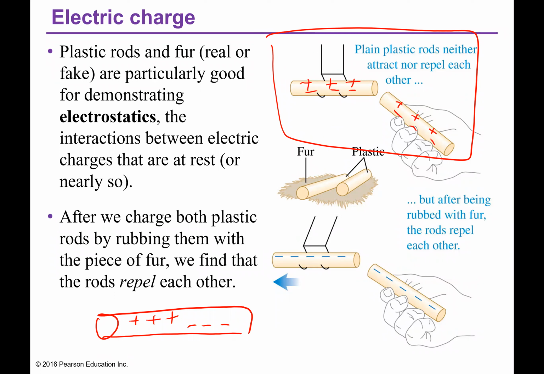So we call this pretty much electrostatics. That means they have equal amounts of stuff. Any two objects that are electrically neutral have no electric effect on one another.